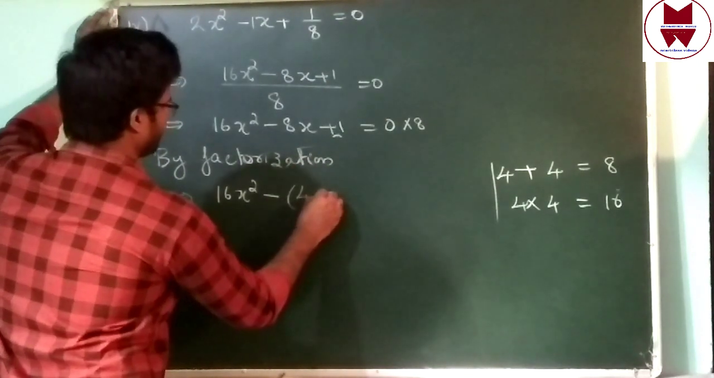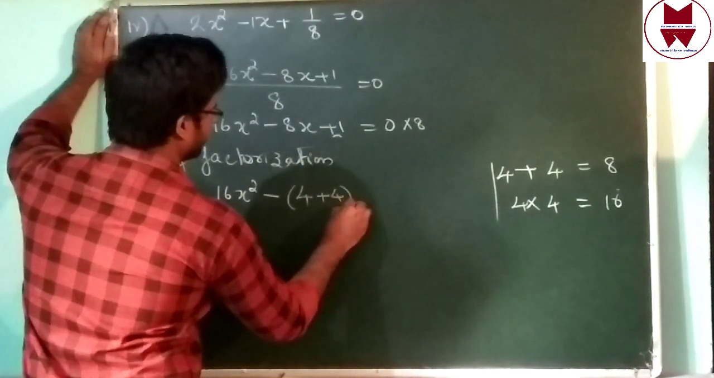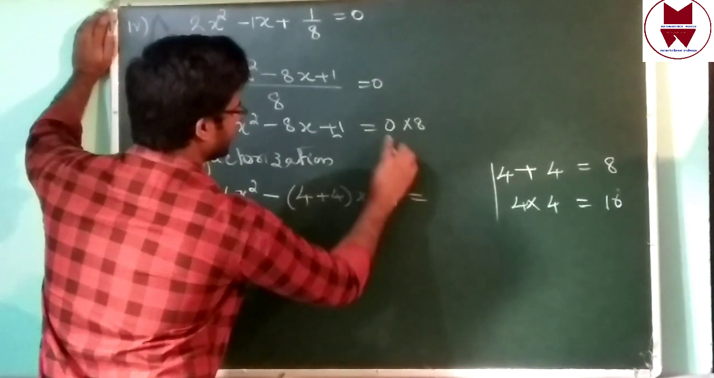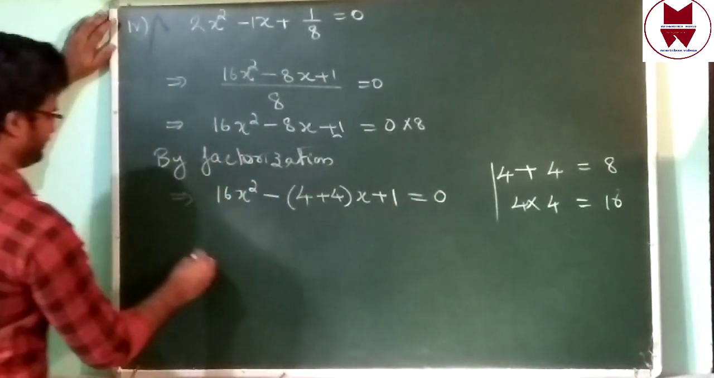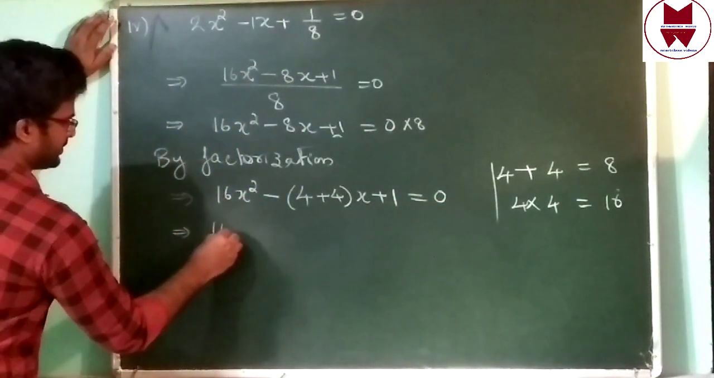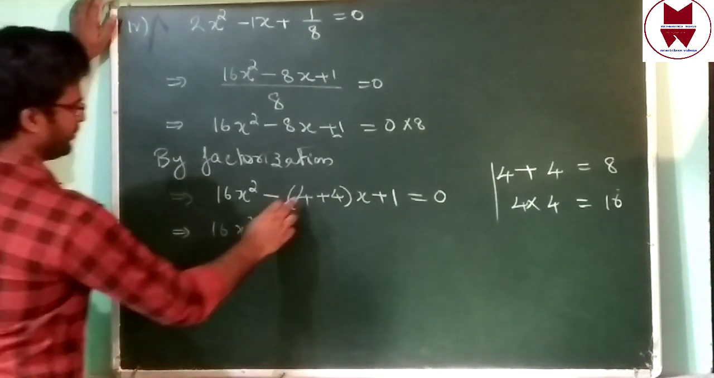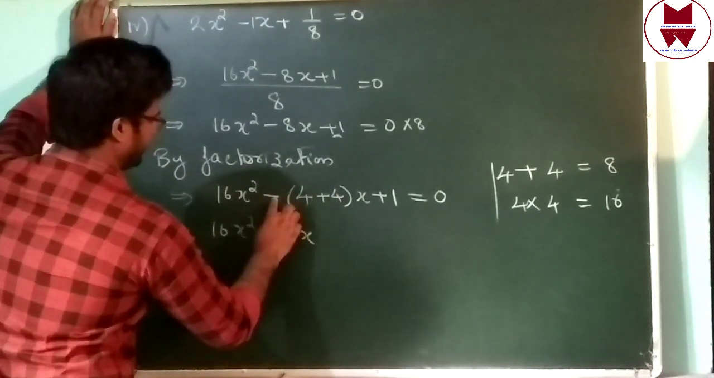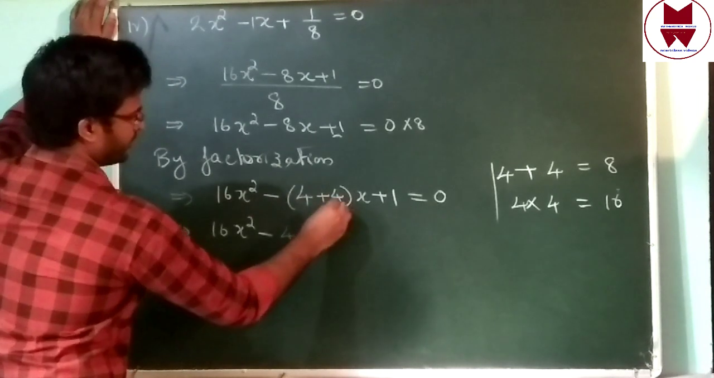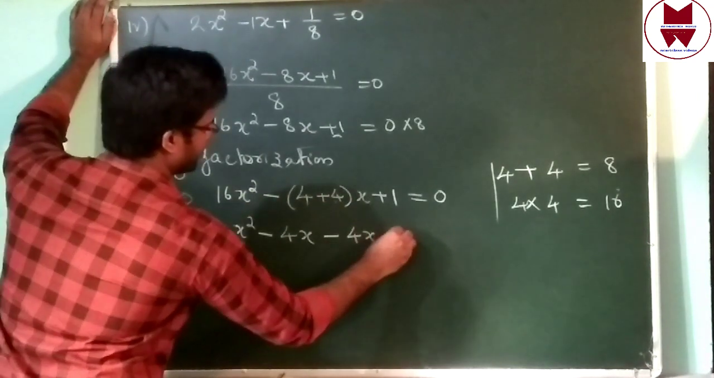8 we can write 4 plus 4, x plus 1 equal to 0. 16x square minus 4 into x, 4x. Again minus into plus, minus 4 into x, 4x. Plus 1 equal to 0.